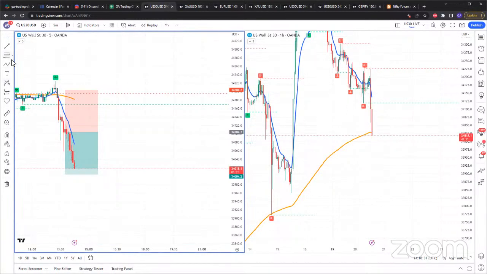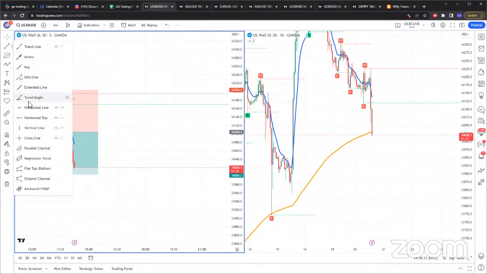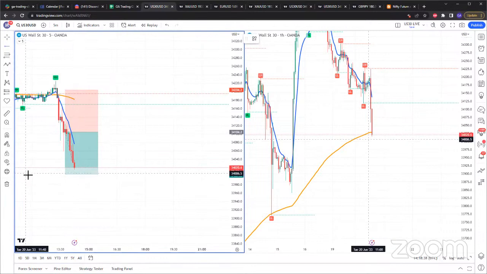And then price is also coming to a key psychological level, right? 34,000 area. Right here, 34,000 area.